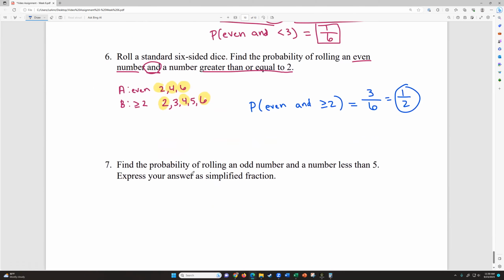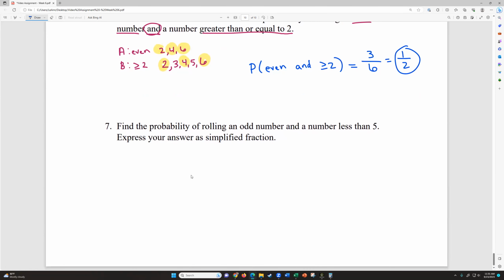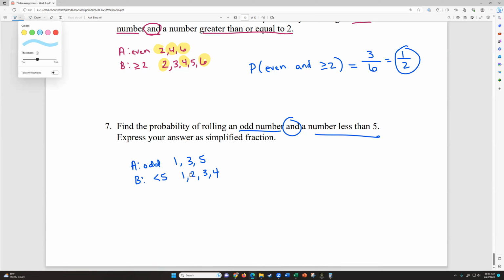Okay. And let's do our final problem. Find the probability of rolling an odd number and a number less than 5. So we're going to make our list again. A is odd, so that would be 1, 3, and 5. B is less than 5. So notice don't use 5 because it did not say equal to. So 1, 2, 3, and 4. I like to highlight these. So it looks like we have a 1 in common and a 3 in common. That means there are 2 elements in common.